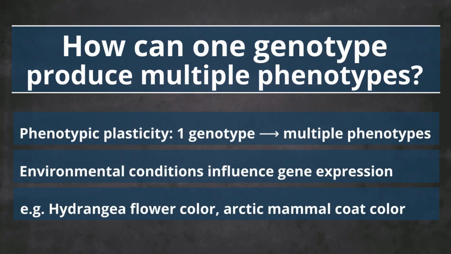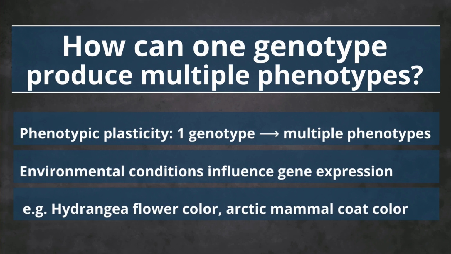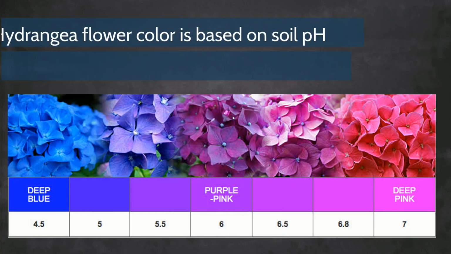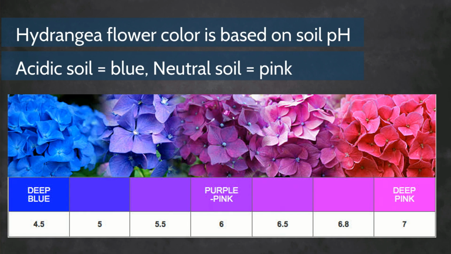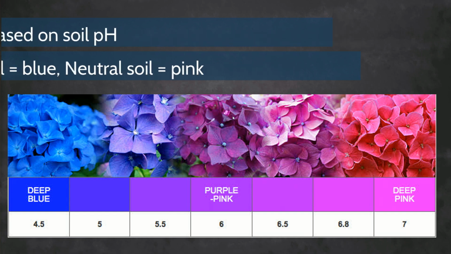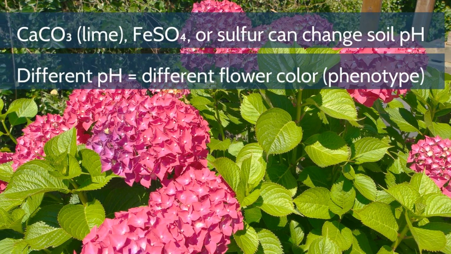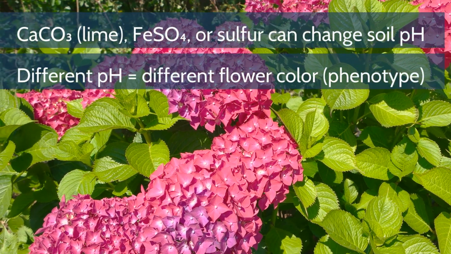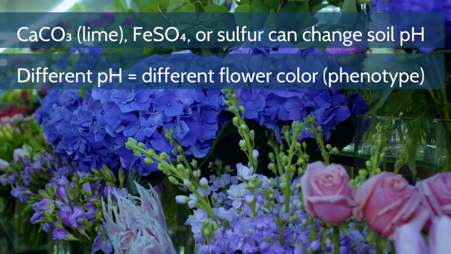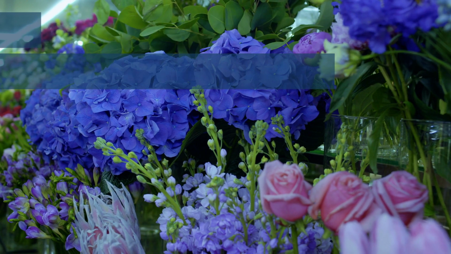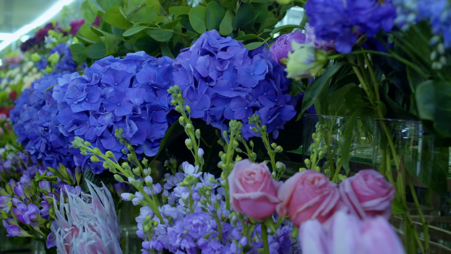Phenotypic plasticity occurs when an individual's genotype has the capacity to produce more than one phenotype, depending on environmental influences. One classic example of phenotypic plasticity comes from the plant kingdom. Hydrangeas can produce blue or pink flowers depending on the pH of soil. The genotype of the plant doesn't change, but the environment, in this case the soil chemistry, alters how the pigment genes are expressed, which can lead to different phenotypes.